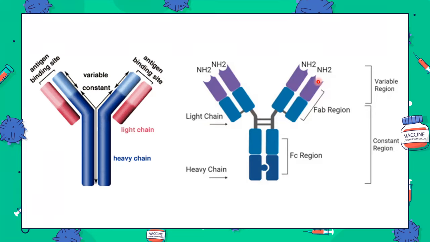Now, what about this variable region? From its name, it varies, right? It changes up a lot. And because of that, this is typically where we're going to be having our antigen binding. Because what is the job of an antibody? We want to go to this antigen, we want to bind it, and then we want to inform our T cell that, okay, I caught it. Like, he's here. I know who he is.